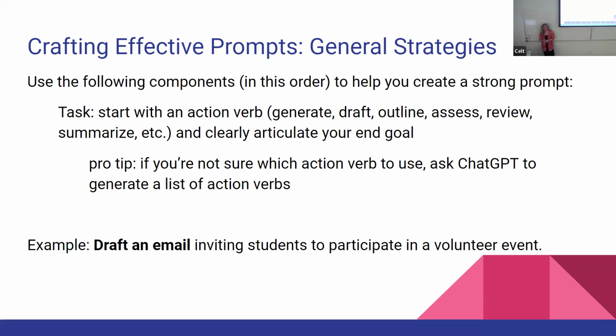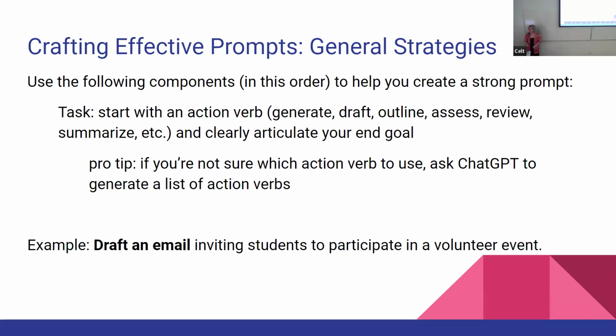So there are a whole bunch of different action verbs. One thing you can do if you're not sure which action verb to use is ask ChatGPT before you get started to give you a list. And if you don't give it any parameters, it will give you like 50 different verbs, because I was messing around with that last week and got a whole bunch of action verbs. So choose a verb and then say what you want your end goal to be.